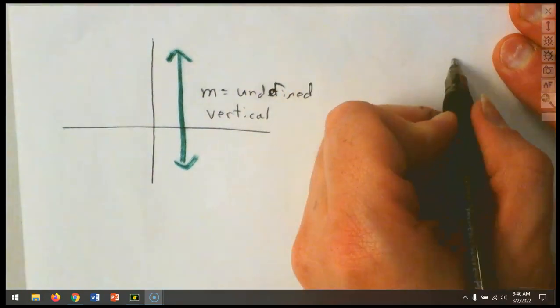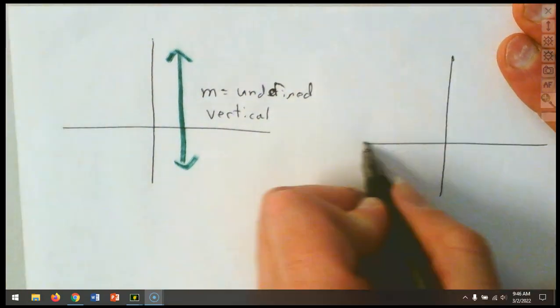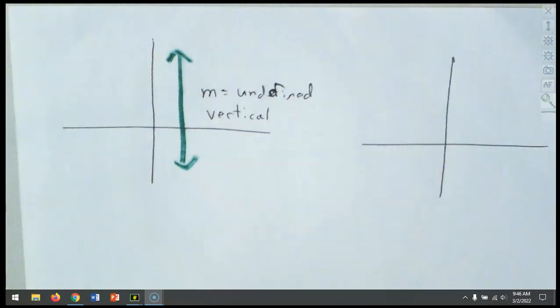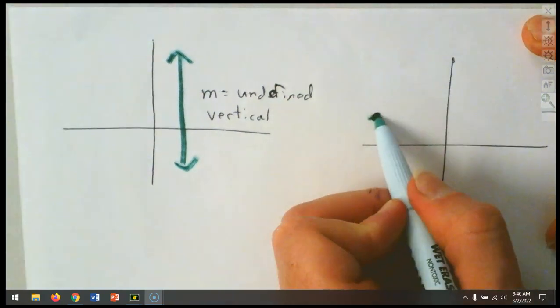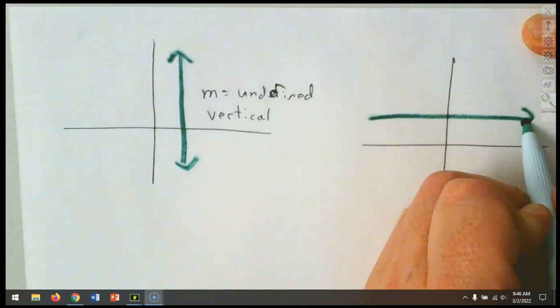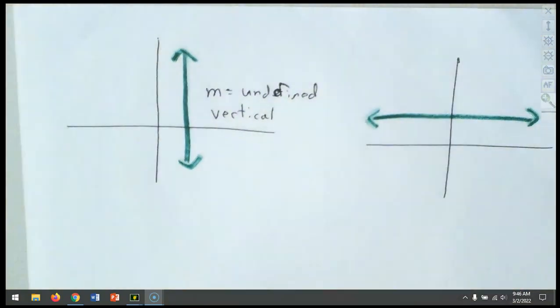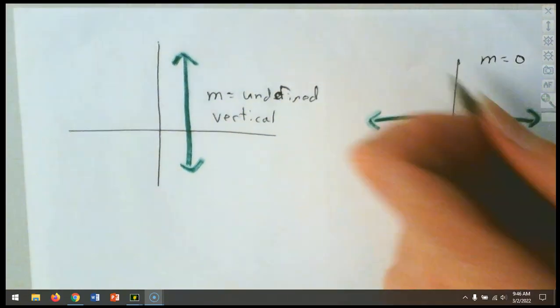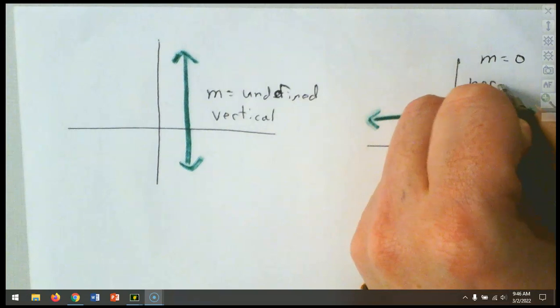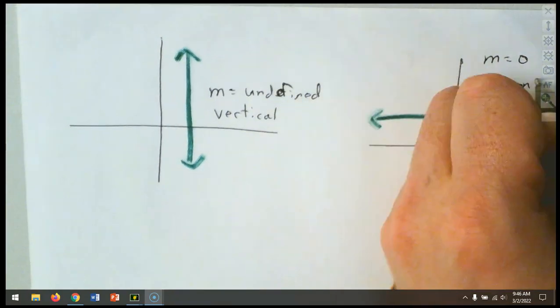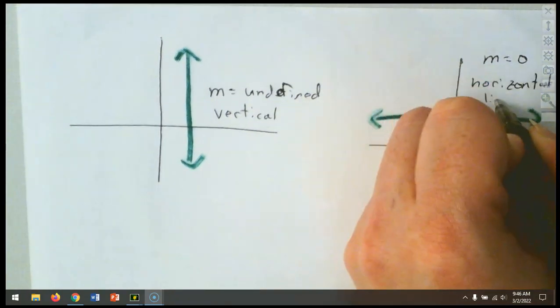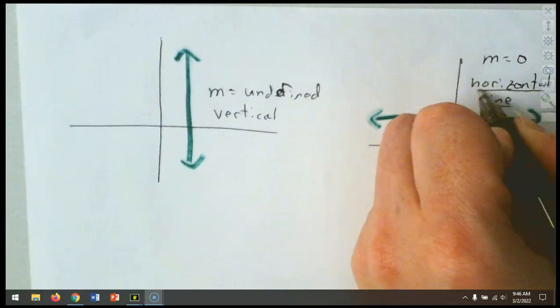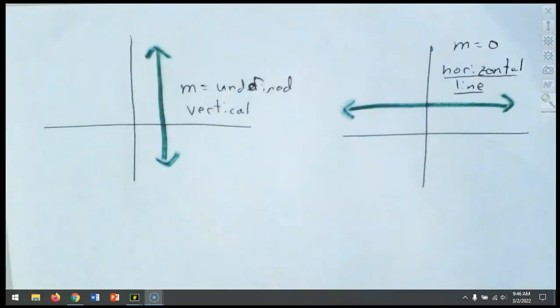What about a horizontal line? That one's going to be the opposite. And what would the slope of a horizontal line then be? That slope would be m equals what? Does anyone remember? 0. Yep, 0. So a horizontal line has a slope of 0.